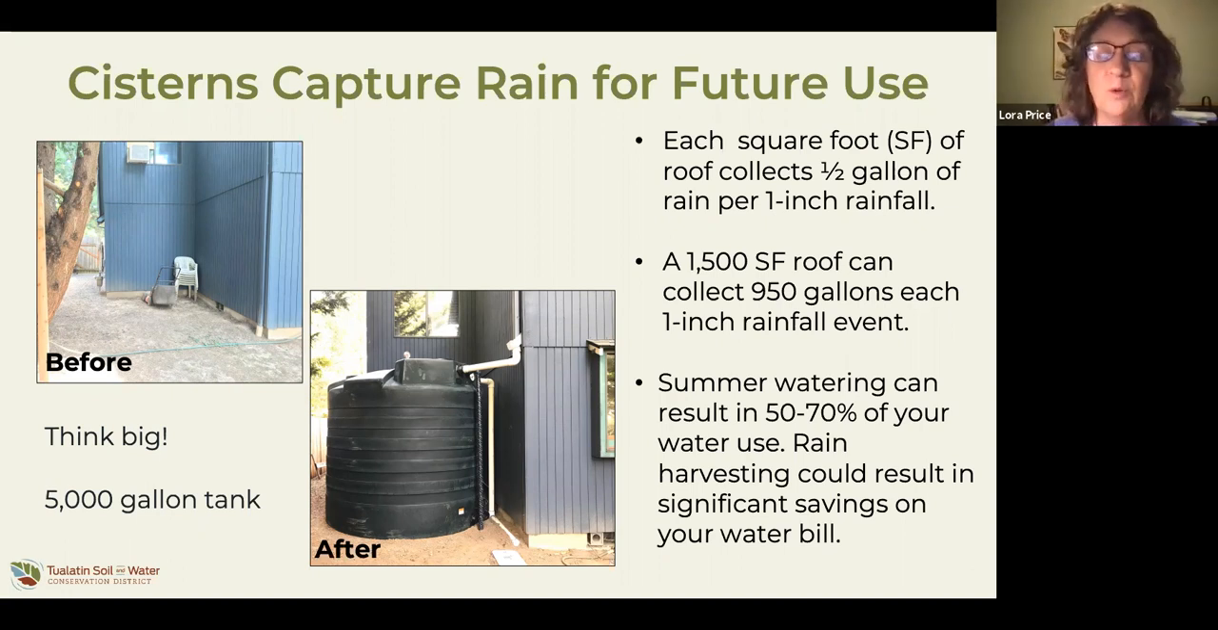We're not promoting this as potable water, but I've read through my water bill, and other sources, that it's almost 70% of our total bill, depending, I guess, how much of a gardener you are, can be used up for summer watering outside. So having rain harvesting cistern or barrels could result in significant savings for you on your water bill, especially over time. It might pay for itself.